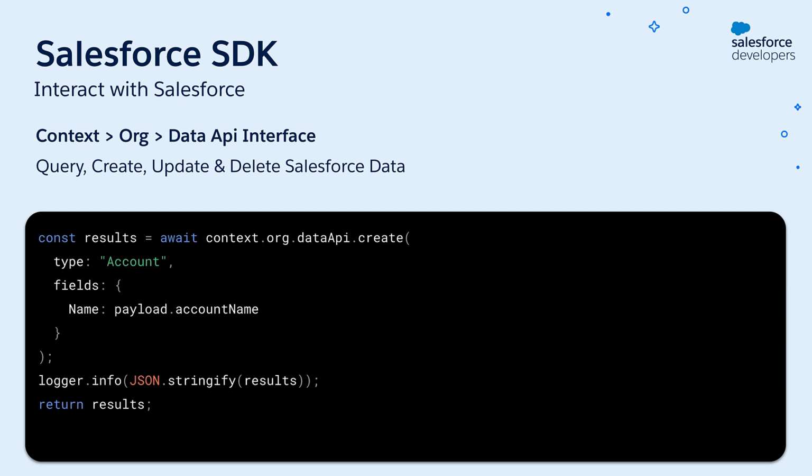You can also create an object. In this example, we are creating a new account with the name field, and this name field we are getting from the payload. Later, when I do the demo, I'm going to show you an example of how we can create an account from the CLI, and we'll confirm that the account has been created on a Salesforce org.